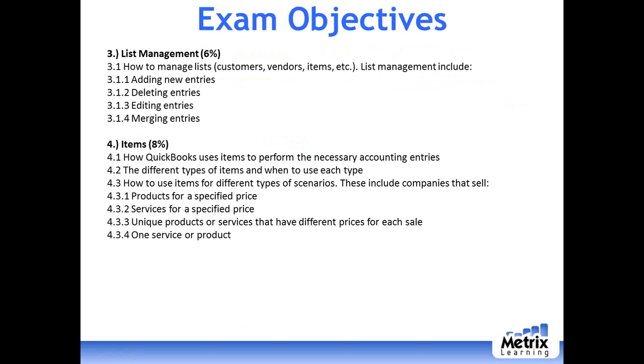Topic number 4 is items. This is 8% of the questions asked. You will want to know how QuickBooks uses items to perform necessary accounting entries, the different types of items and when to use each type. For this, I referred to Chapter 5, page 48 in the Day 1 manual. How to use items for different types of scenarios. This includes companies that sell products for a specified price, services for a specified price, unique products or services that have different prices for each sale, or one service or product.